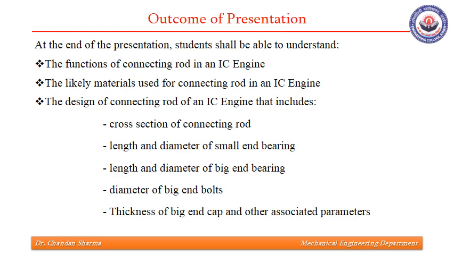You must be feeling that these are very new terms: small end bearing, big end bolts, big end cap. But be patient. I'm sure that when we end this presentation, you will be familiar with these terms. Let's start.